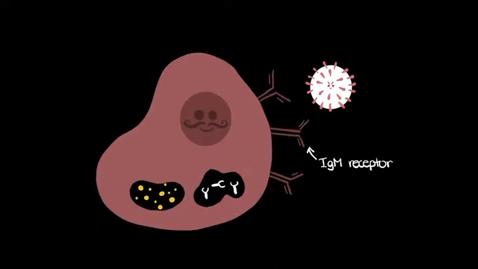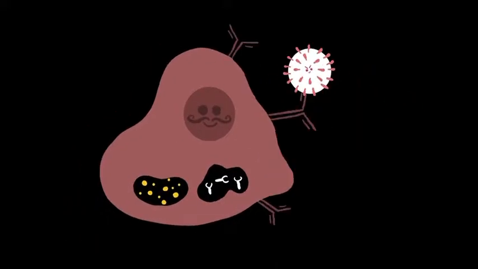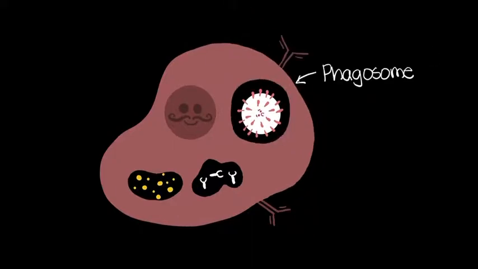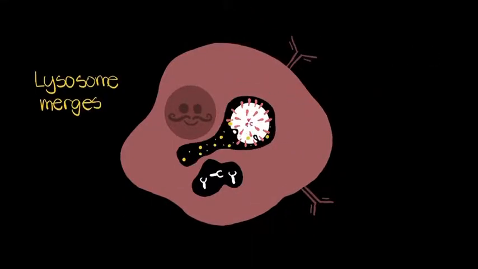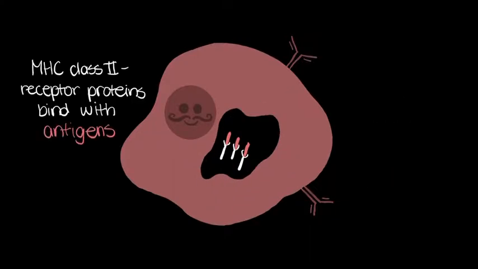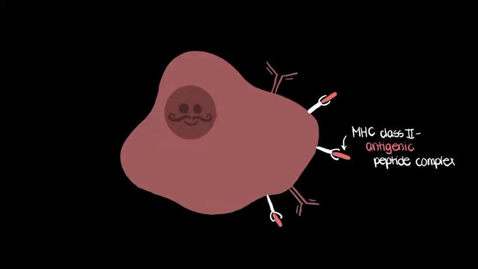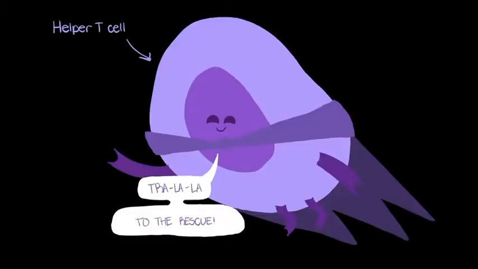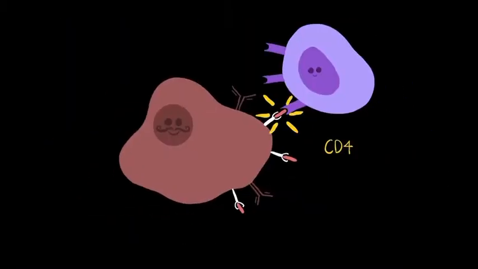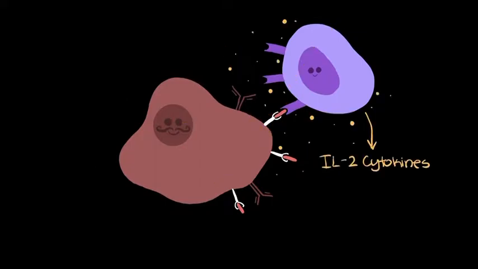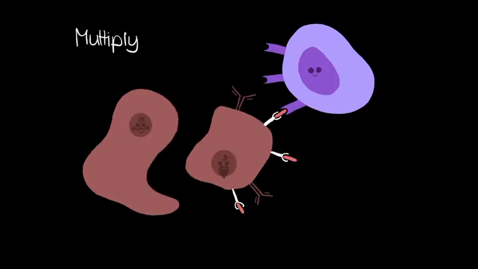A B cell's IgM receptor binds with the pathogen, which is transported into the cell through phagocytosis, creating a phagosome. A system of processing similar to that in an APC happens, leading to the MHC class II antigenic peptide complexes dotting outside of the cell. An activated helper T cell binds its receptor to the complex, which is a CD4 reception, leading to the T cell producing IL-2 cytokines. These ligands trigger the duplication of B cells compatible with the specific pathogen through paracrine signaling.